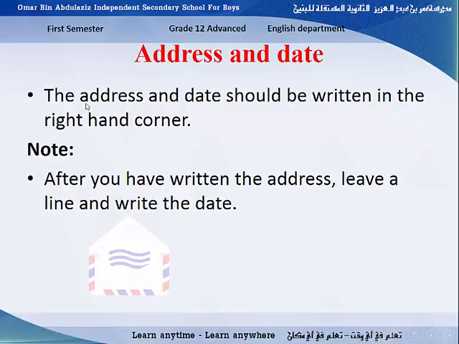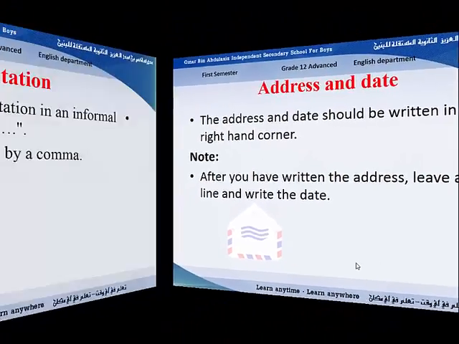Address and date. The address and date should be written in the right hand corner. After you have written the address, leave a line and write the date. I know in the exam they don't provide you with the address and date, so you just have to know where to write the address and the date in case they provide you with them in the exam, so you would be ready and have the knowledge where to write them.